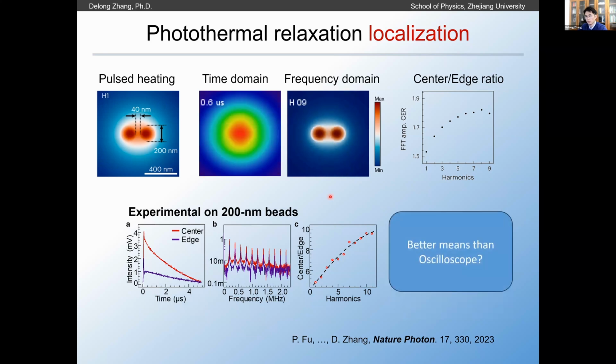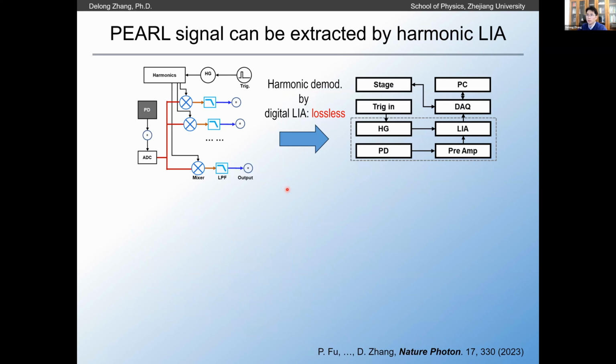That's because we're observing this using an oscilloscope. Of course, there are better instruments than an oscilloscope, which is the lock-in amplifier, especially for digital lock-in, where they convert this optical photocurrent to voltage, digitize it, and feed it into FPGA arrays. And virtually you can extract any harmonic order without losing any signal-to-noise ratio.